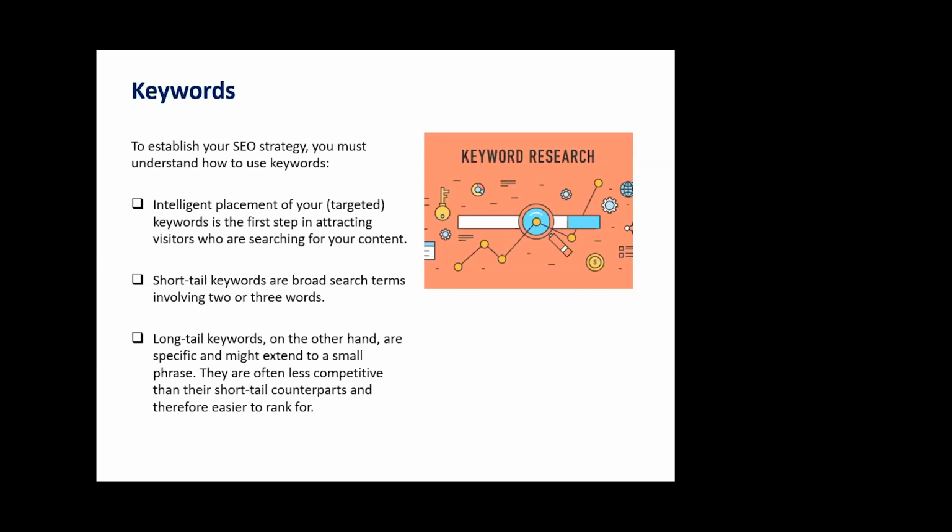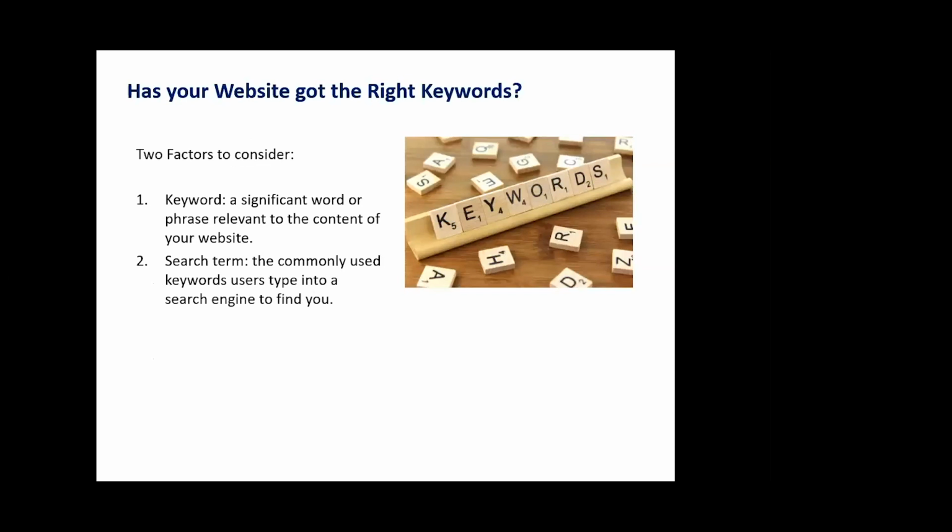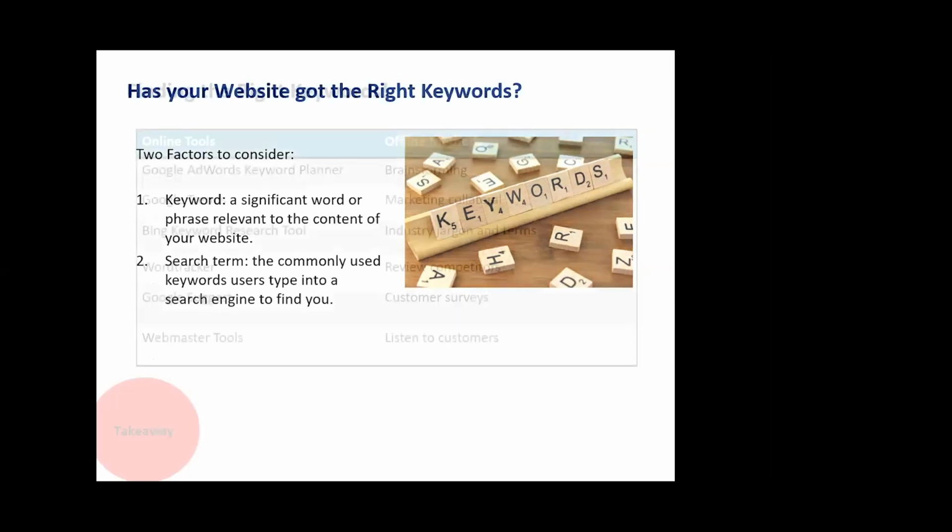Long tail keywords, on the other hand, are specific and might extend to a small phrase. They are often less competitive than their short tail counterparts and therefore easier to rank for. So, has your website got the right keywords? There are two factors to consider. Keyword: a significant word or phrase relevant to the content of your website. And search term: the commonly used keywords users type into search engines to find you.